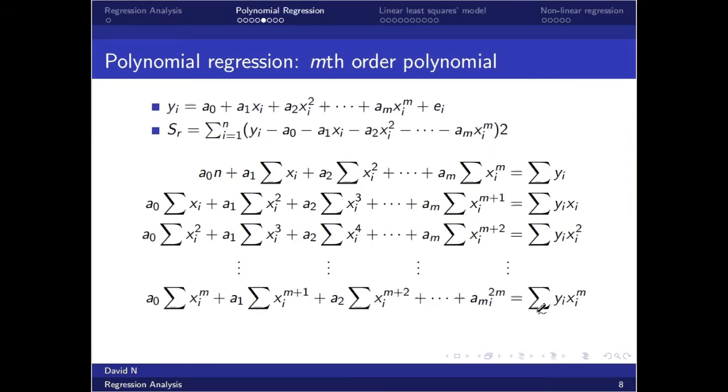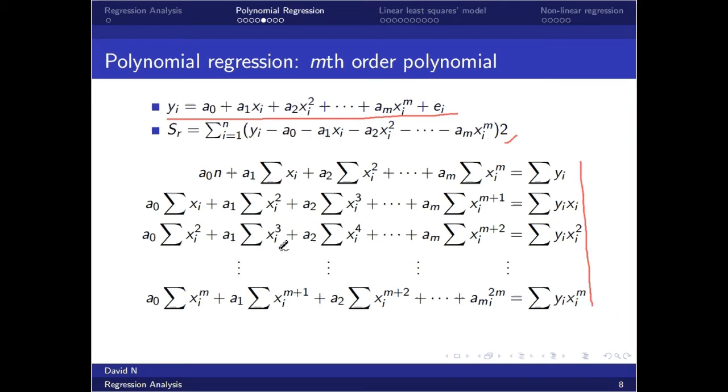Now let us consider the polynomial regression of the mth order polynomial. The model equation for the mth order polynomial in one independent variable x for the ith data point with error e_i is shown here. The objective function is the summation of the square of the difference between the data point and the model fitting, which is shown here. Now, upon differentiating the objective function partially with respect to the model coefficients, here we have m plus 1 coefficients, we obtain m plus 1 equations as shown here.